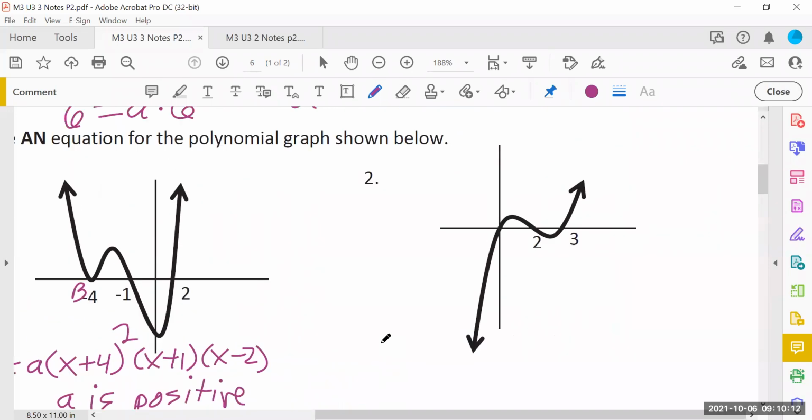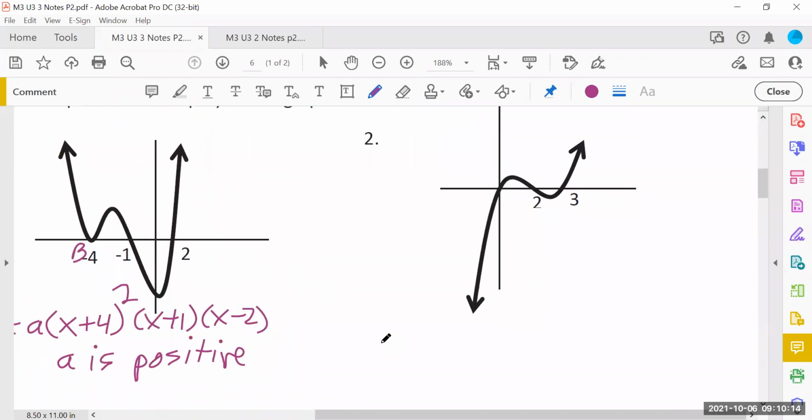Next one. Let's knock this one out pretty quickly, hopefully. Y is equal to. Does everybody see this point right here? That's an x-intercept at 0, right? You could put x minus 0, but you don't need to. You can just put an x. Is everybody good with that? That would be the easier way. Just put an x there for that one. And then x minus 2, x minus 3. Put an A out in front. Is the A going to be positive or negative?